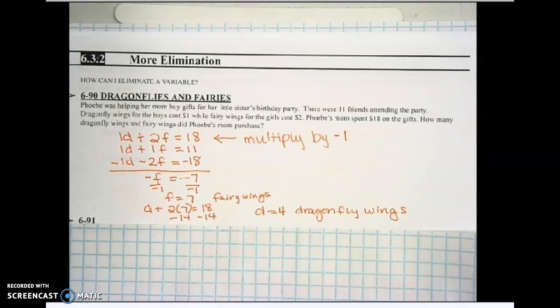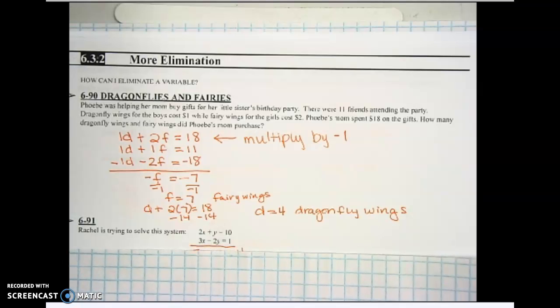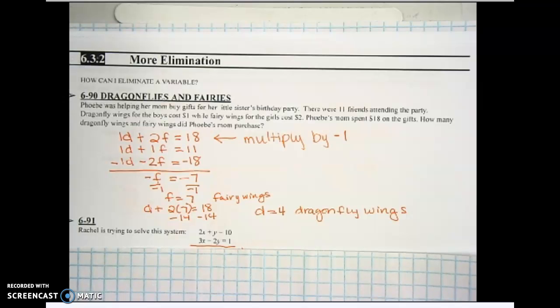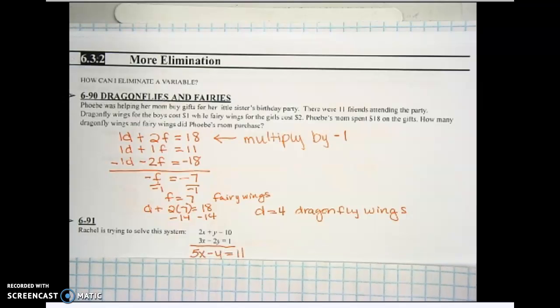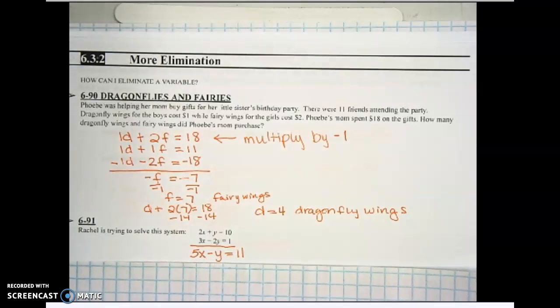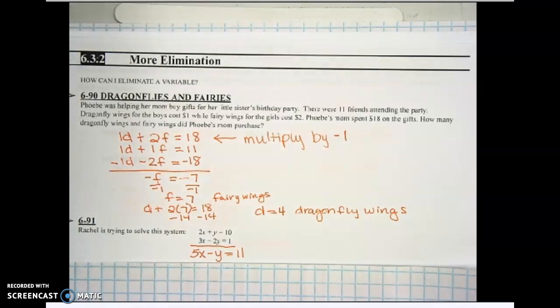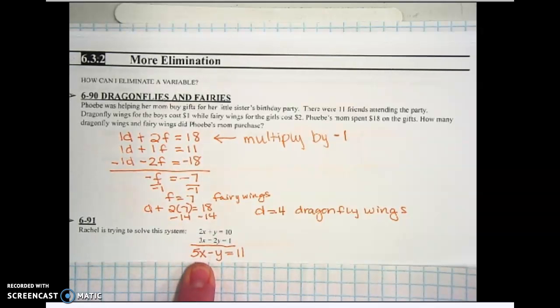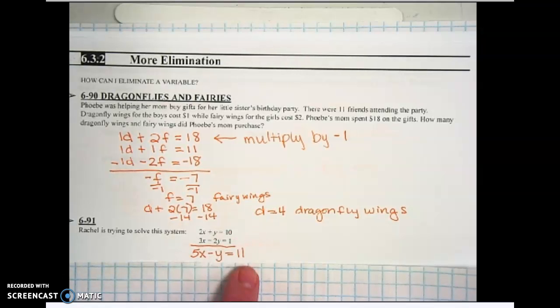Okay? Question number 91 says, Rachel is trying to solve this system. 2x plus y equals 10. 3x minus 2y equals negative 1. All right, if we try and combine these, what happens? We've got 2x plus 3x, which is 5x. We've got y minus 2y, which is negative y. And then if we add the 10 plus 1, we get 11.